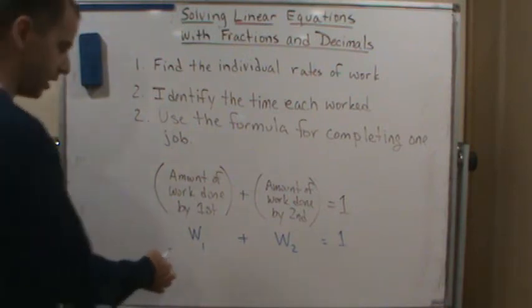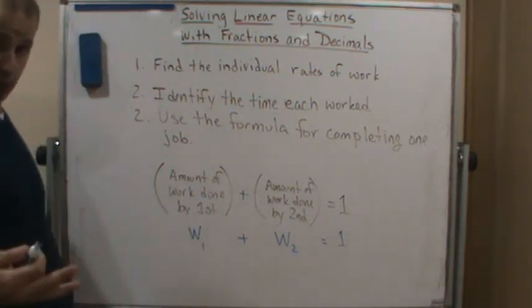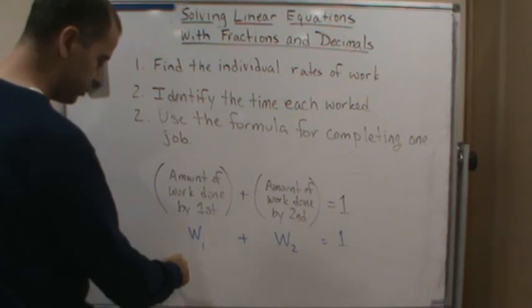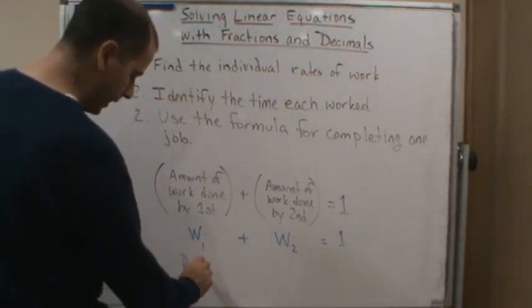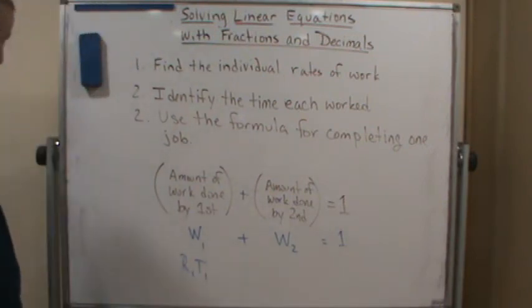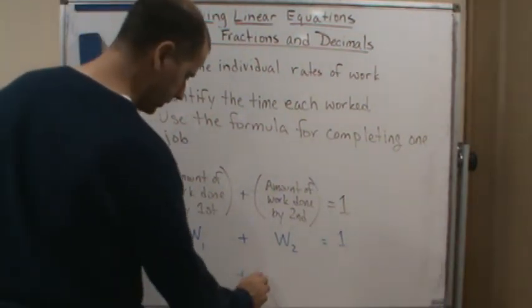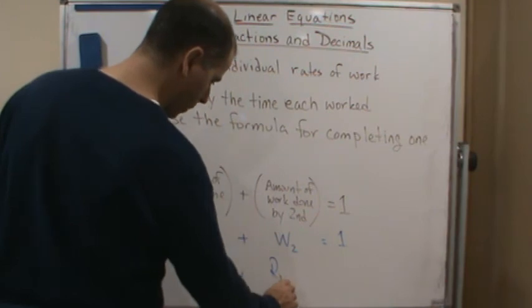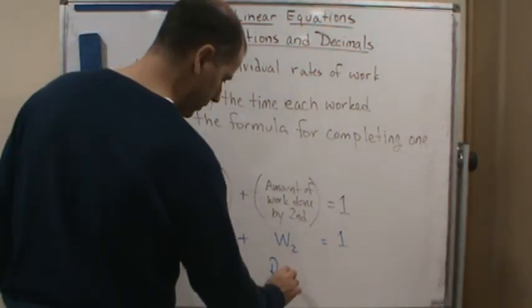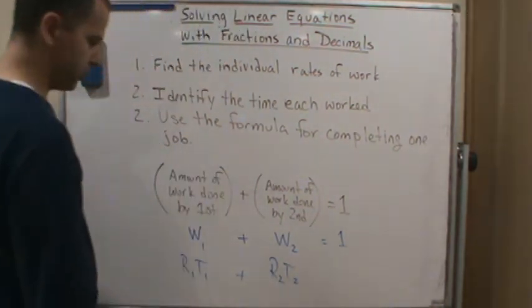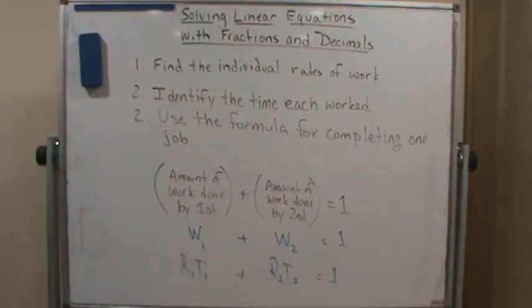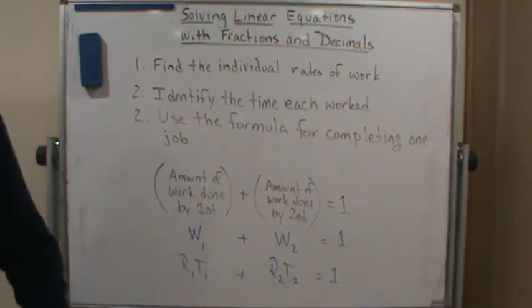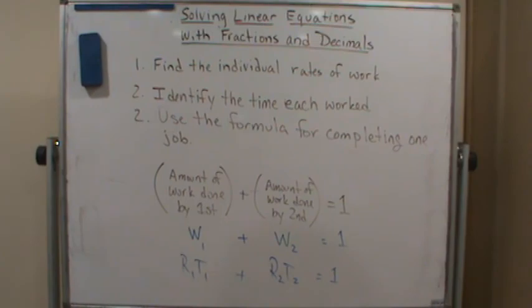In this case, we can use our work rate formula. This translates into the rate of the first person times the time the first person or machine is working, plus the rate of the second person or machine times the time of the second person or machine, is equal to 1. That's the formula we're going to use. Let's look at some examples and see how this works out.